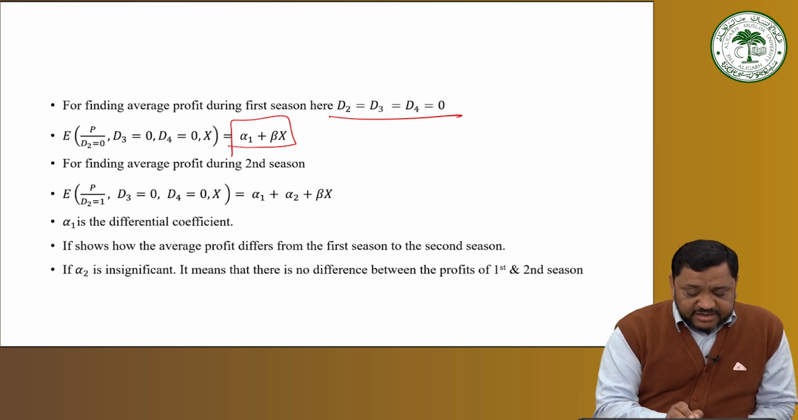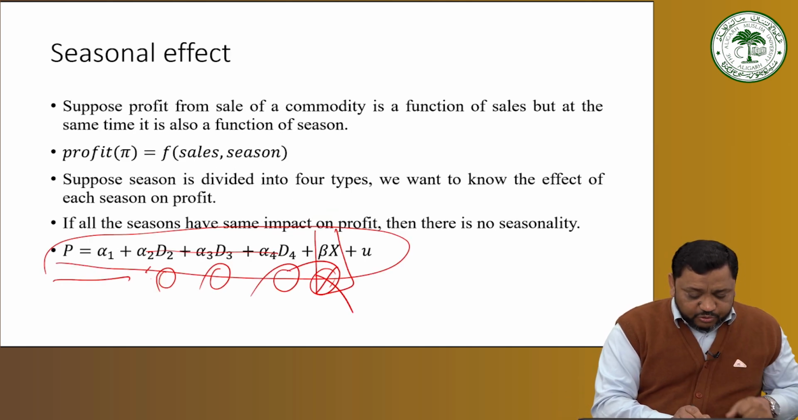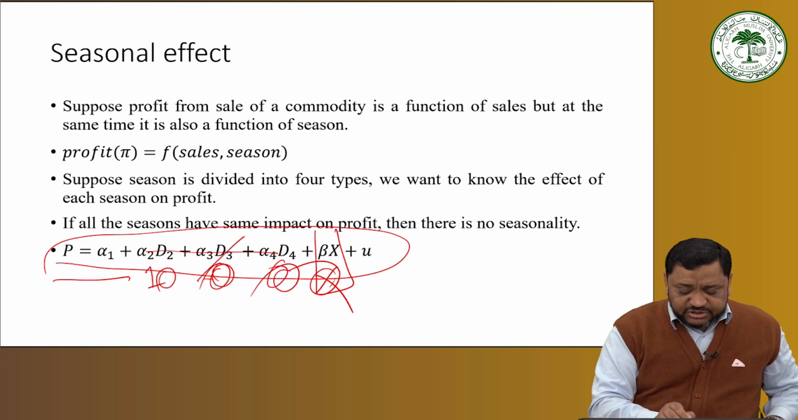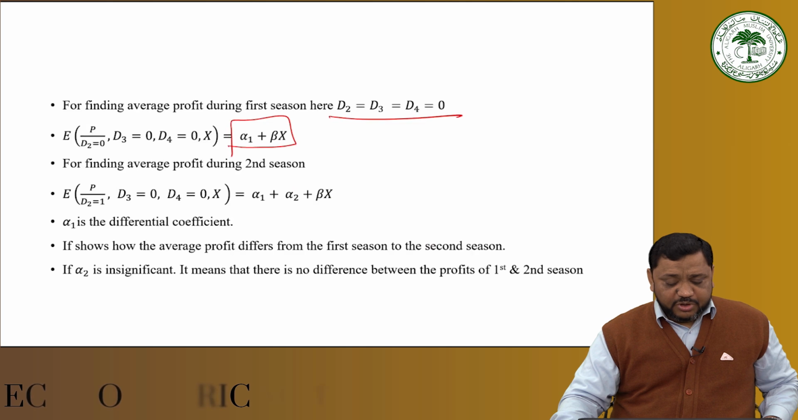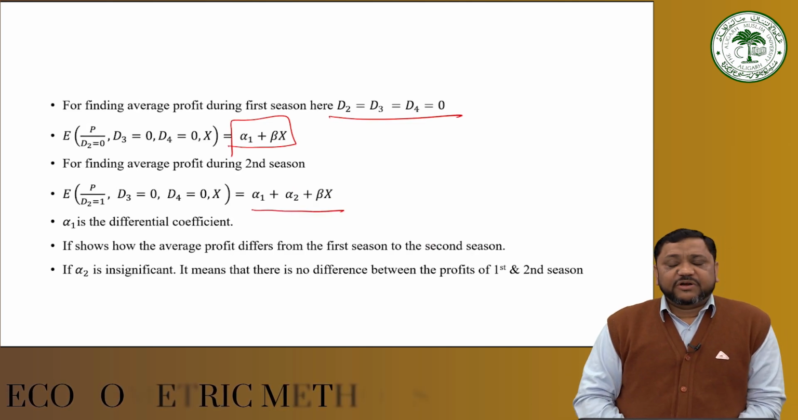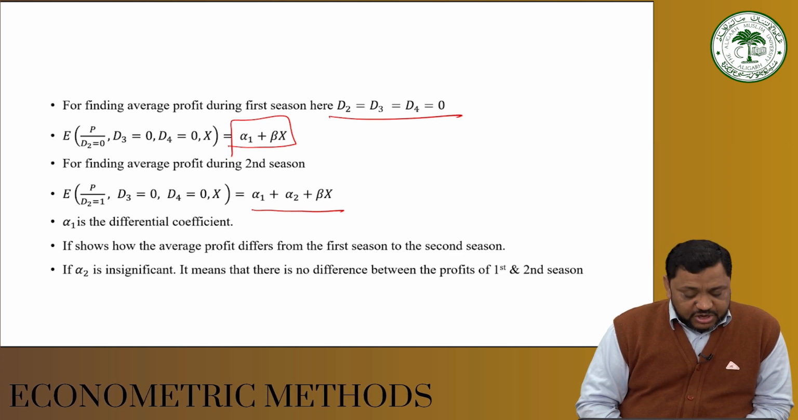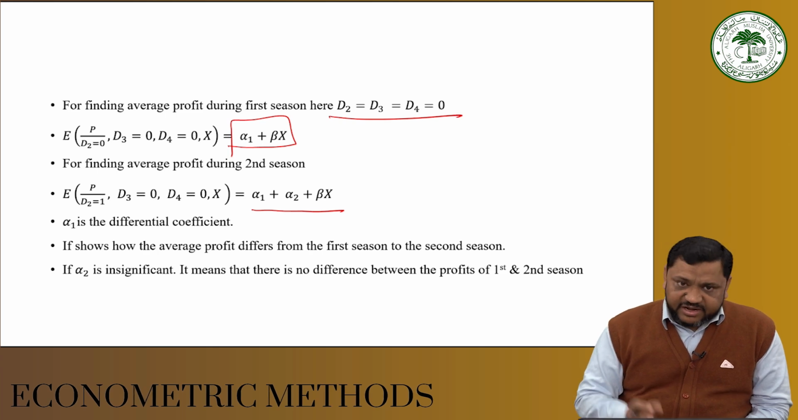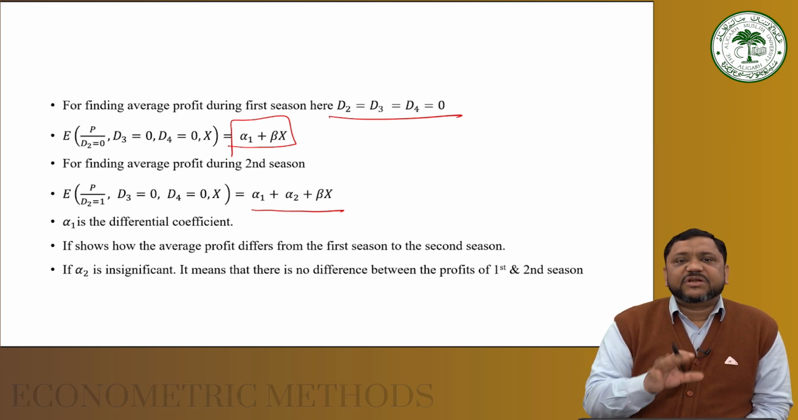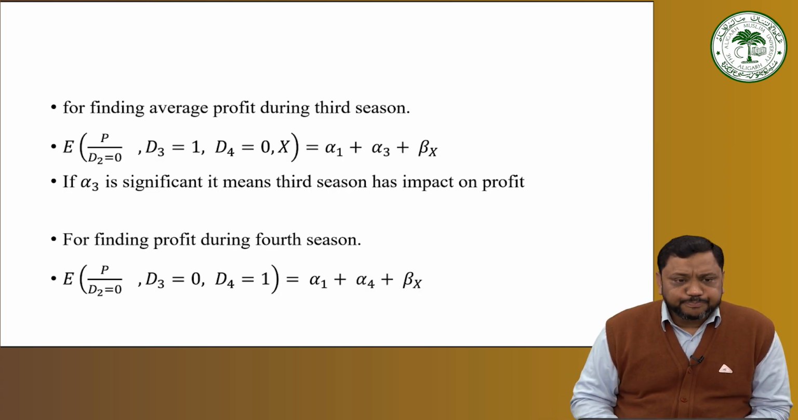Next, for finding the average profit during the second season, this D2 is equal to 1, and D3 and D4 are 0. So these two cancel out, and you are left with these two and the last variable. So you have alpha 1 plus alpha 2 plus beta x. Now alpha 2 here is the differential coefficient. It shows how the average profit differs between the first season and the second season. If alpha 2 is not significant, it means there is no significant difference between the profits of the first season and the second season.